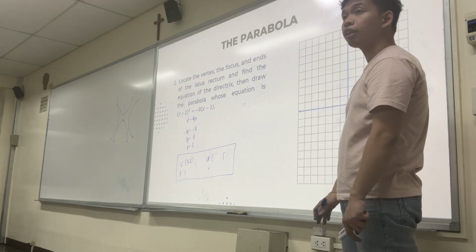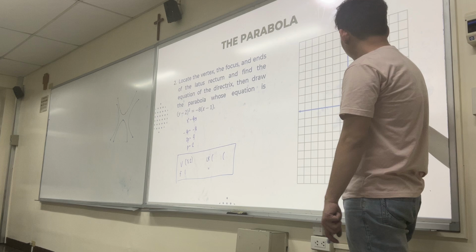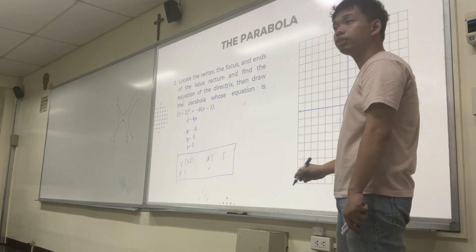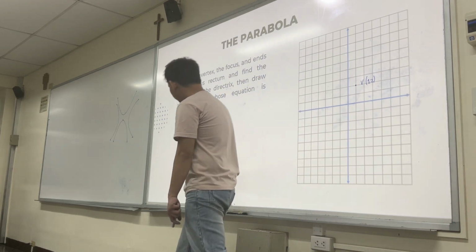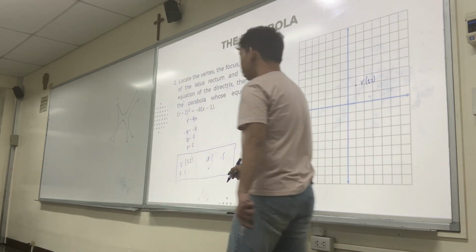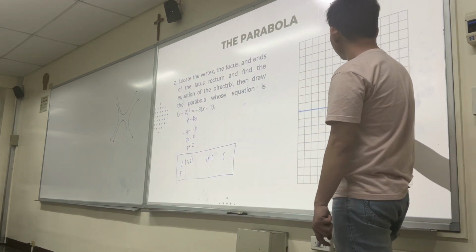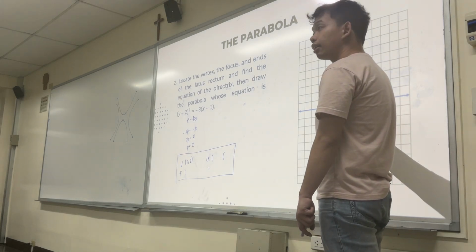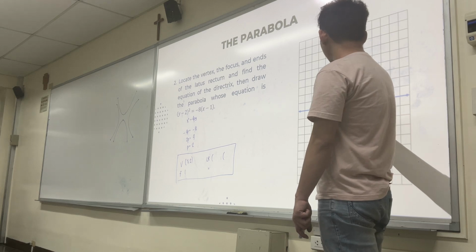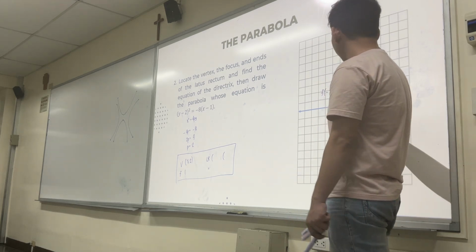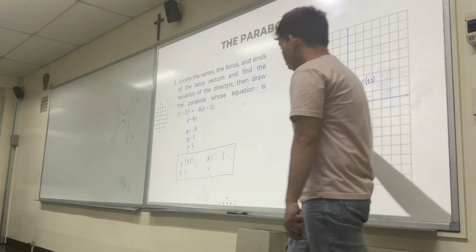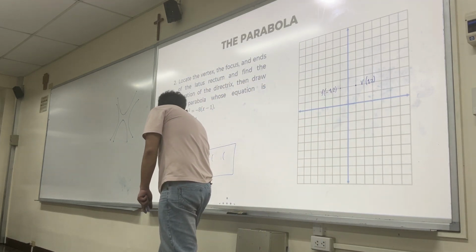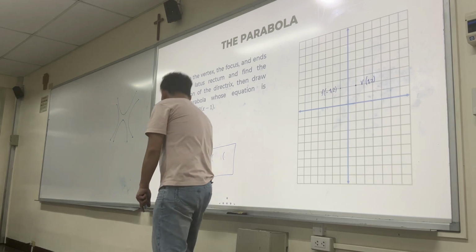So if I want to locate my focus, what do I do? My vertex is located at 1, 2. Therefore, for my focus, I'll just add ilang units? I'll add 2 units. So from positive 1, I'll move 2 units. My focus is located at which point? This is at negative 1, 2. Again, add 2 units lang, or add p units. So my focus is at negative 1, positive 2.